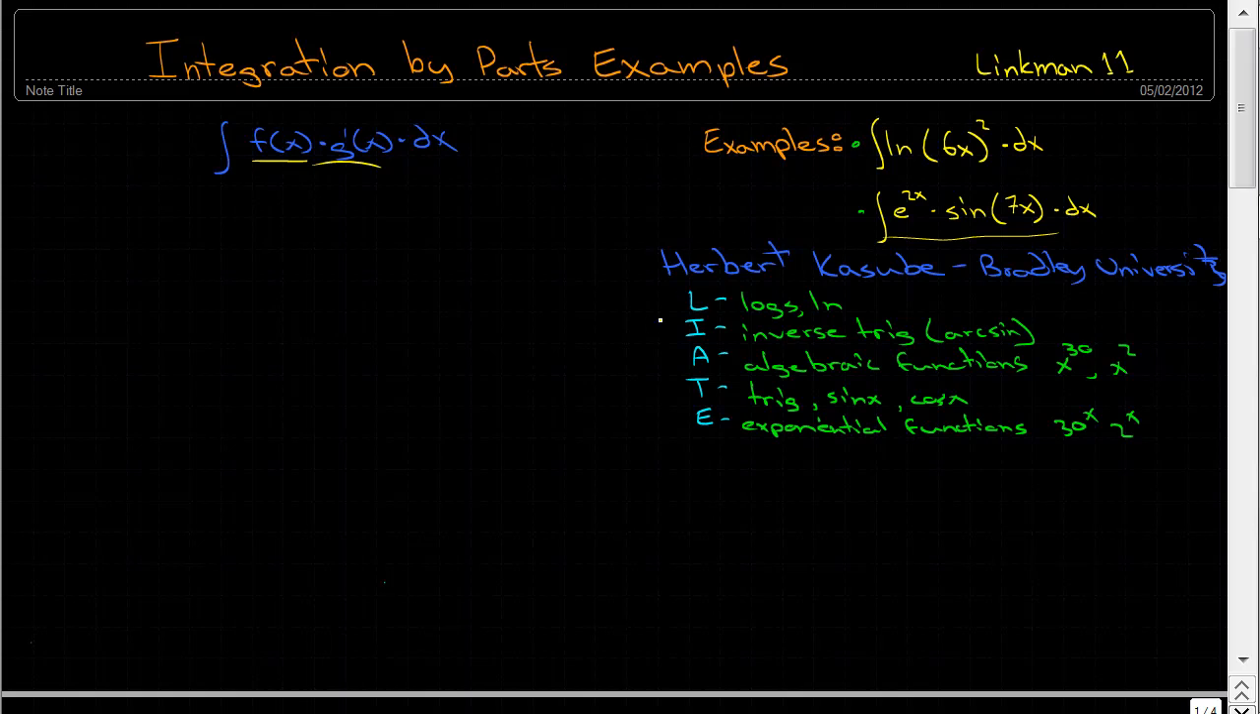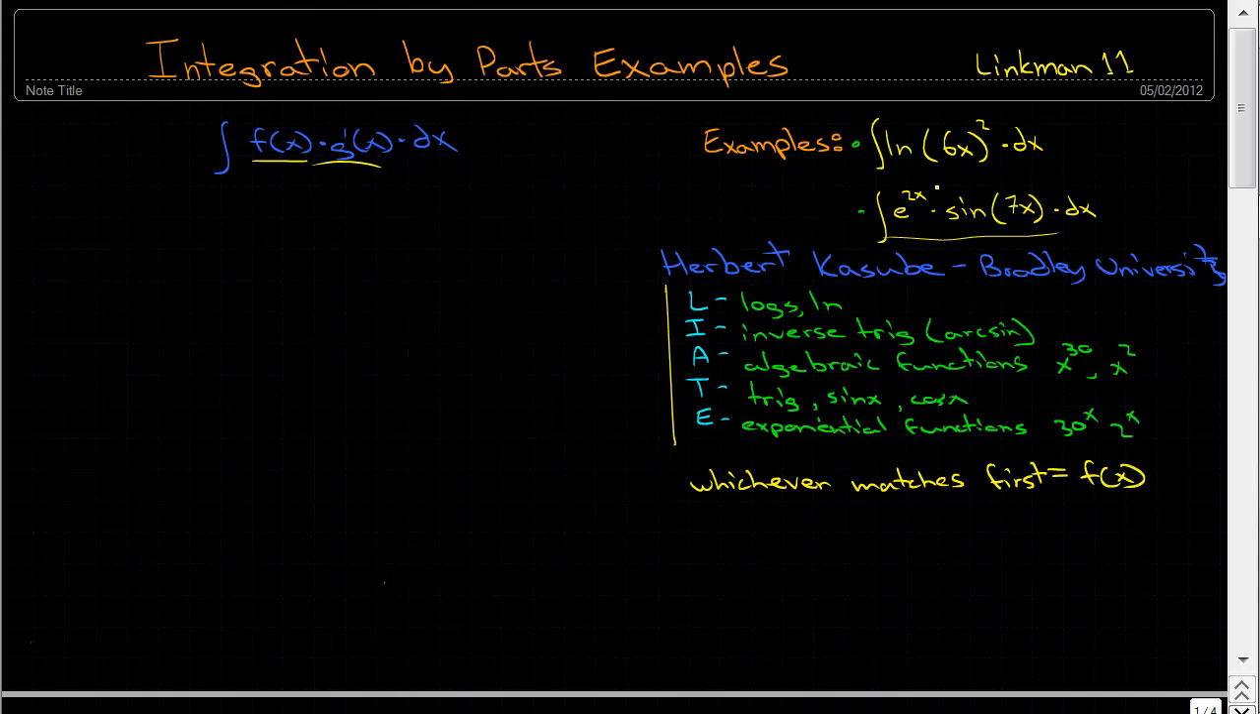What you do is you consult this chart here and you say, well, first, if it's a log, or if it's inverse trig, or if it's an algebraic function like x to the 30 or x to the 2, if it's trig or if it's exponential functions, whichever one comes first. So you look for the first one, whichever matches first. That is your f of x.